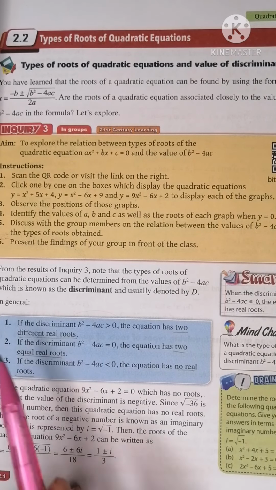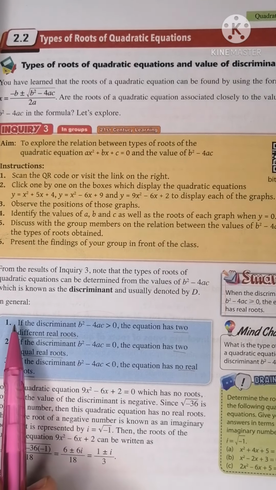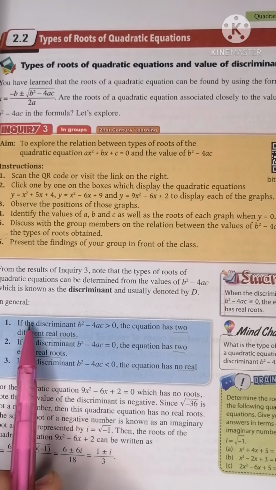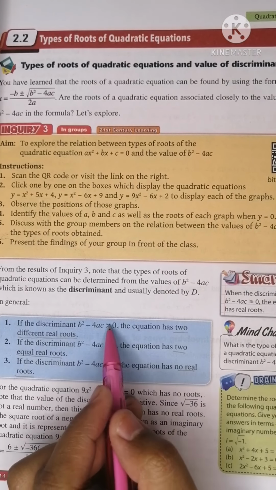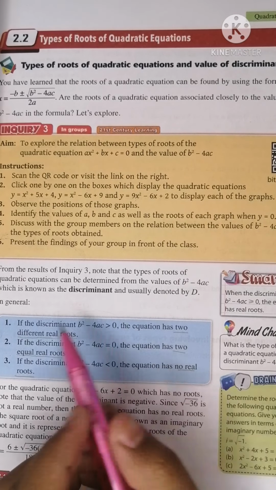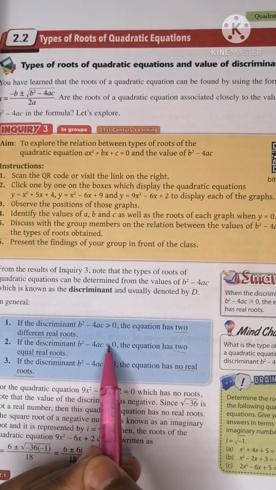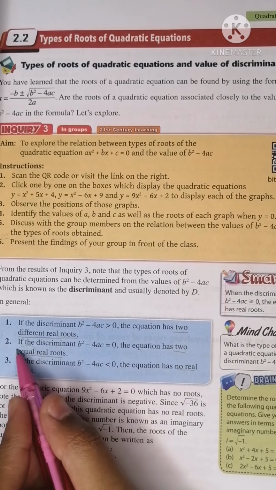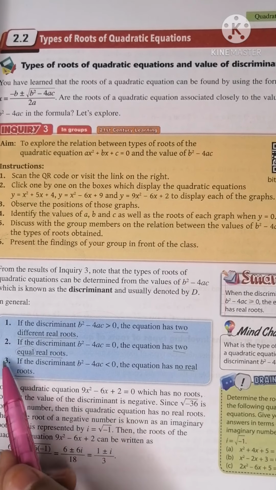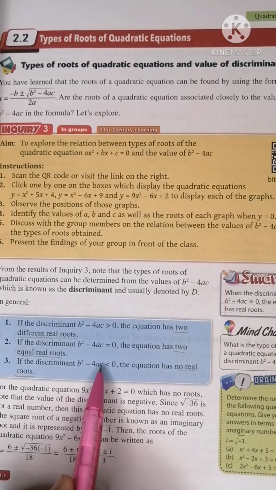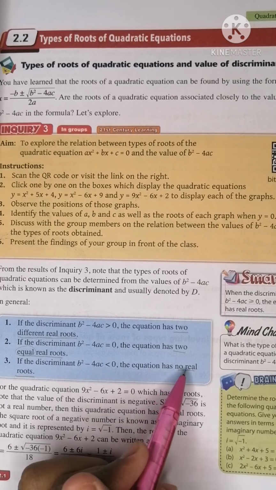So look at here. You need to know that there are three types of roots. Look at the first one. If the discriminant b square minus 4ac is greater than 0, the equation has two different real roots. The second one, if the discriminant b square minus 4ac is equal to 0, then the equation has two equal real roots. The third one, if the discriminant b square minus 4ac is less than 0, it means that the equation has no real roots.